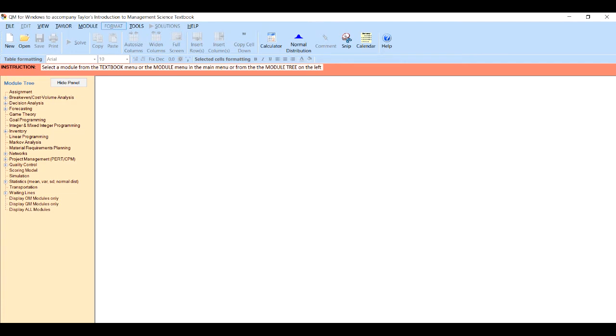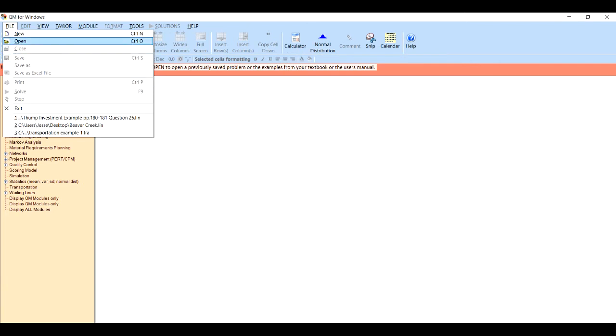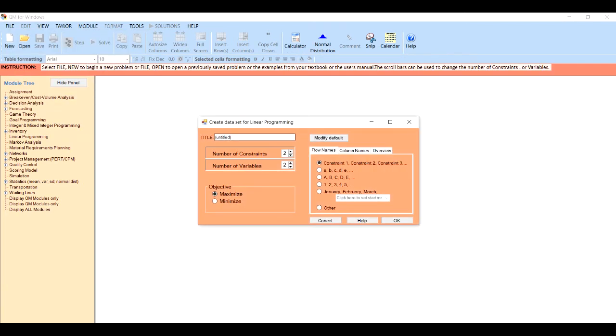So let's begin to do that now. We've already done that in our previous example. So what I'm going to do now is, with QM, as always, we click on Module, we go down to Linear Programming, and we start a new file. Let's call this a marketing example.